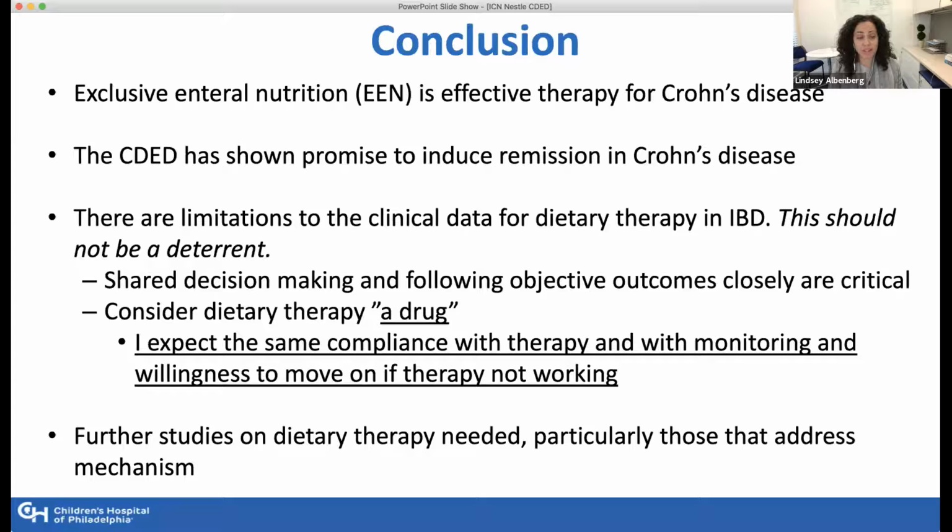And I think that this is even more apparent in the post hoc analysis, where it seems like, at least for EEN and CDED, these are therapies that work quite quickly in the vast majority of individuals. And definitely further studies on dietary therapy are needed, particularly those that address mechanism. So I'm going to stop sharing.